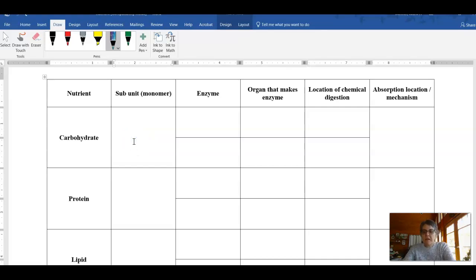I guess maybe I'll try typing it. They get broken down into simple sugars, like glucose, fructose. Oops, how about I spell it right? And one enzyme I saw was salivary amylase.